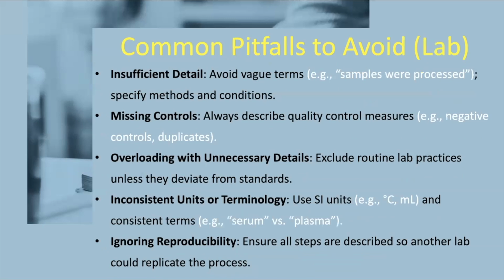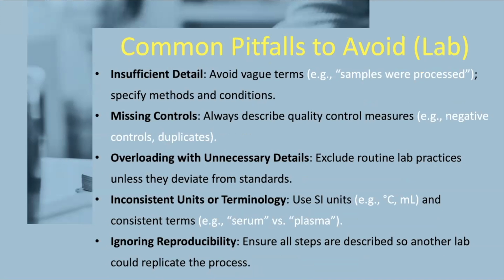For those of you working in a lab, there are some additional tips. Always provide detail on your methods. Avoid vague terms like "samples were processed." Instead, specify the methods and conditions used. And never forget to describe your controls and quality measures. This helps anyone trying to replicate your work.